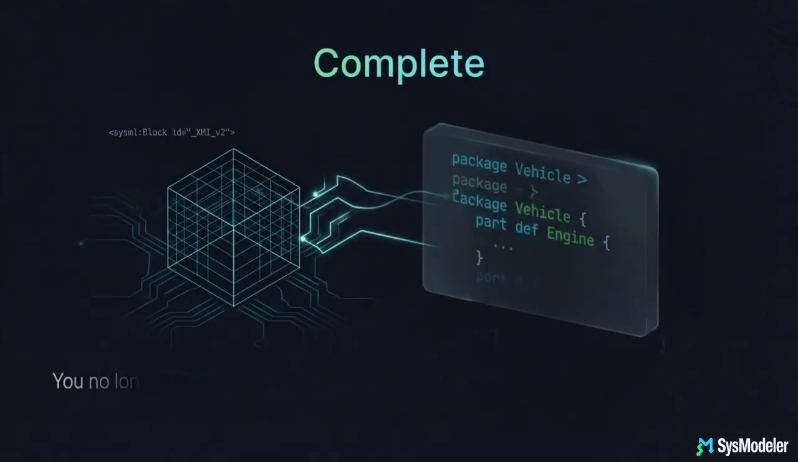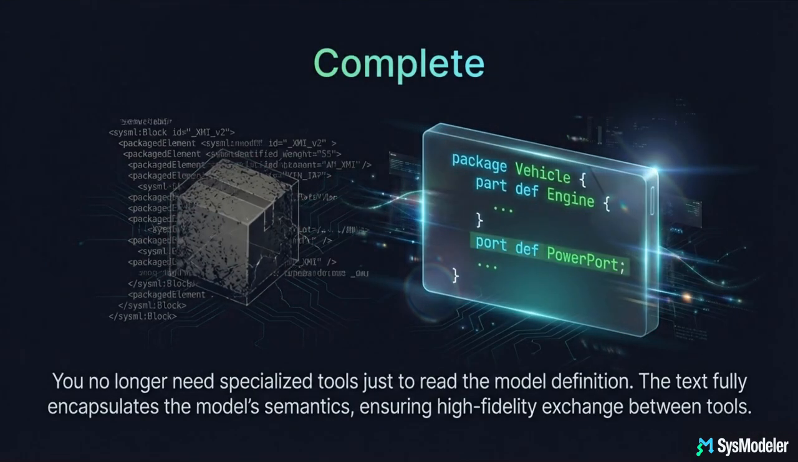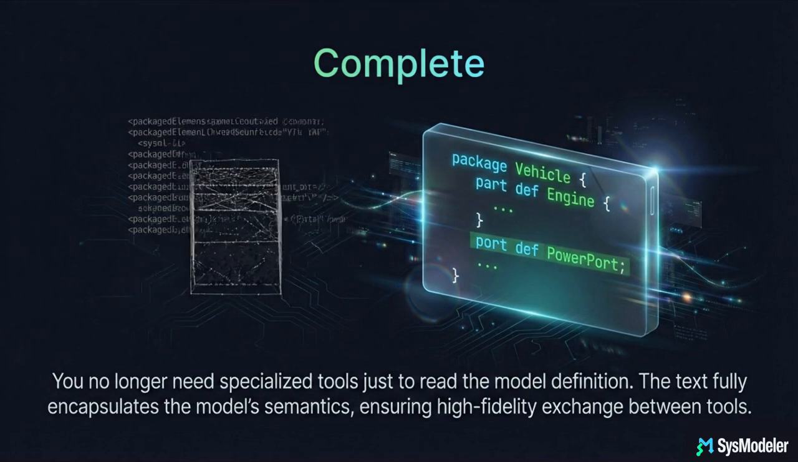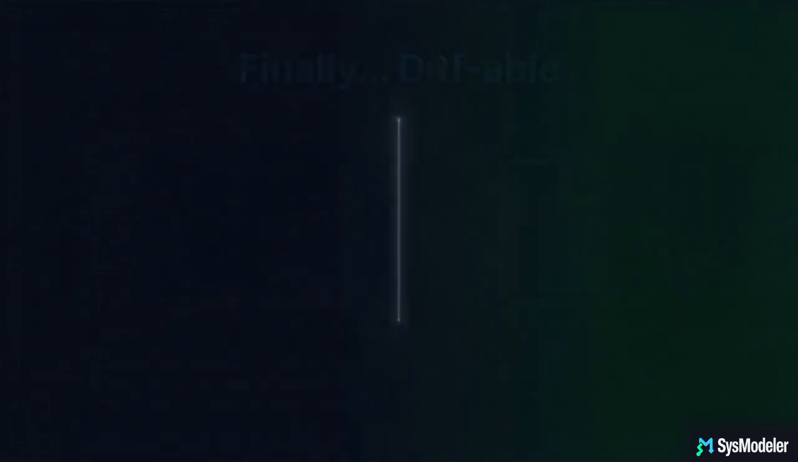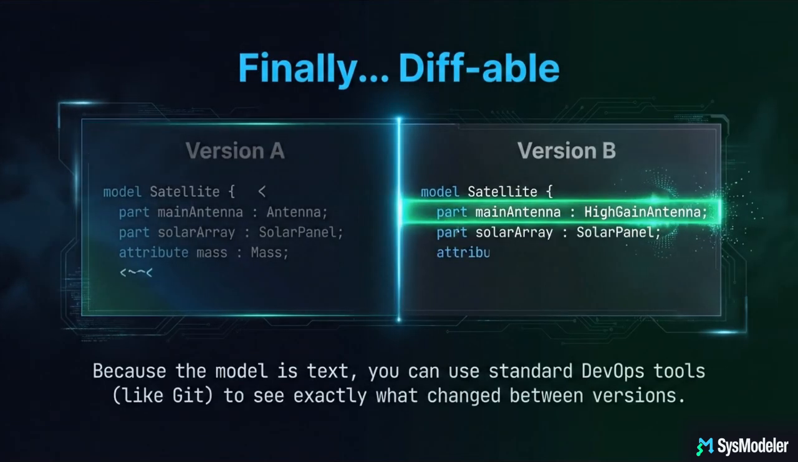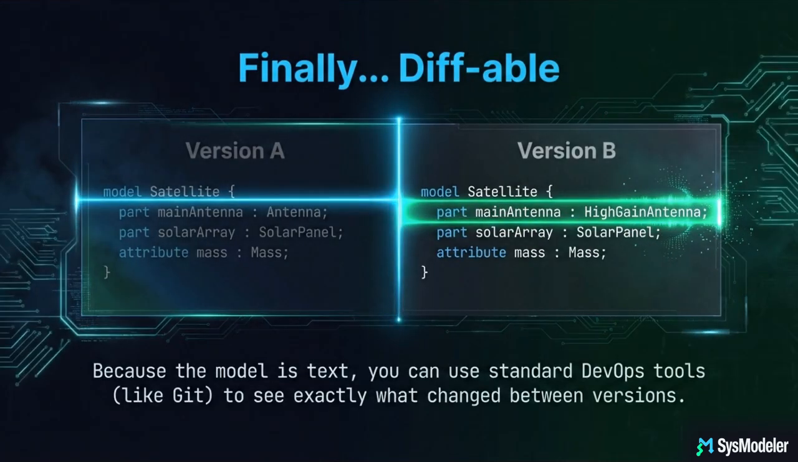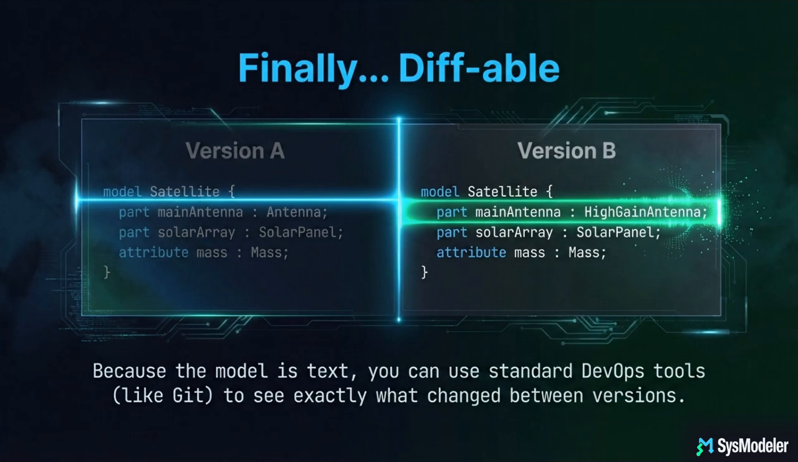Complete. The text fully encapsulates the model's semantics, meaning you can exchange models between tools with much higher fidelity than XMI allowed. Diff-able. Because it is text, you can finally use standard DevOps tools, like Git, to see exactly what changed between version A and version B.